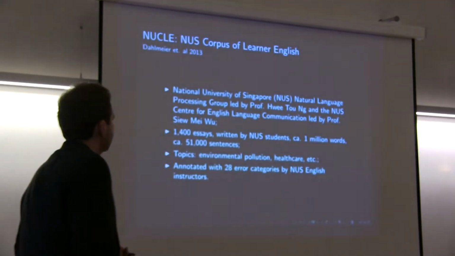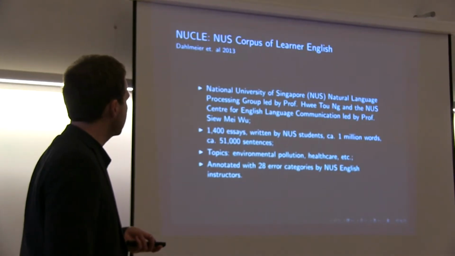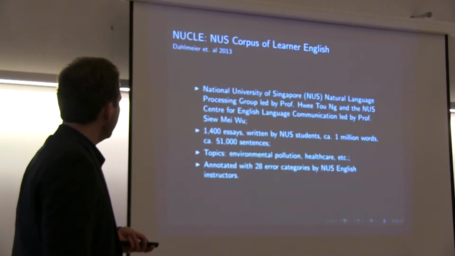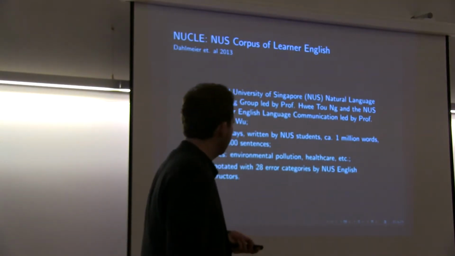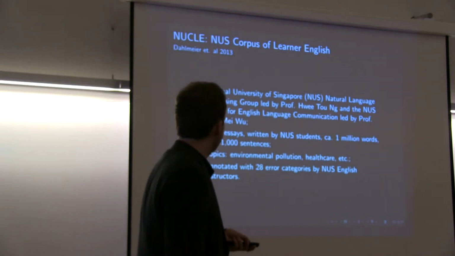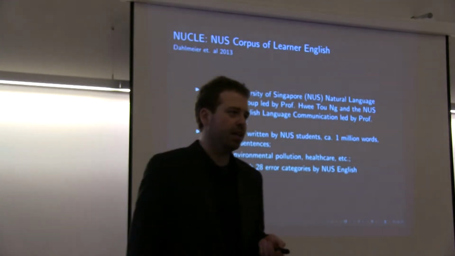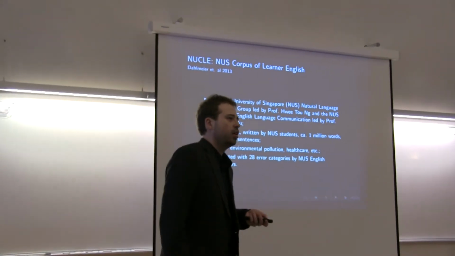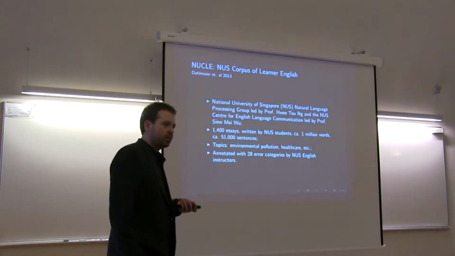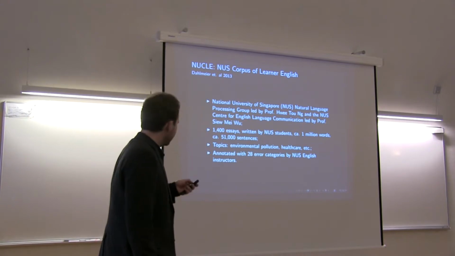The training data and the test data that they made available during the CoNLL shared task has been provided by the National University of Singapore, and it consisted of 1,400 essays written by students from this university, around 1 million words, around 51,000 sentences. Those essays had been corrected by their English teachers, so probably by the help of the Center for the English Language, and annotated with errors, error types, corrections. The topics were environmental pollution, healthcare, aging population, and similar things. And as I said, there were 28 error types.